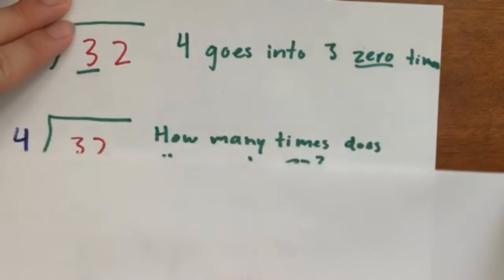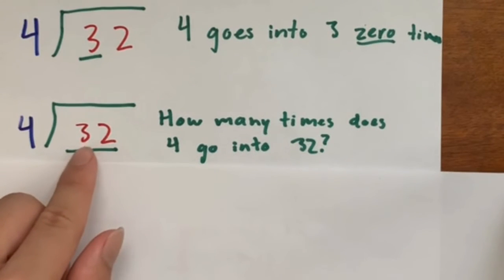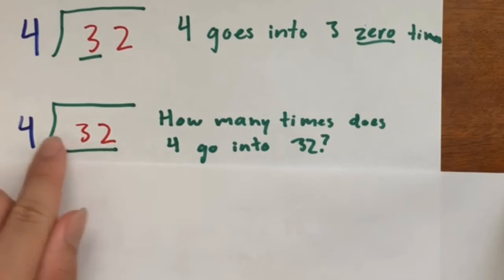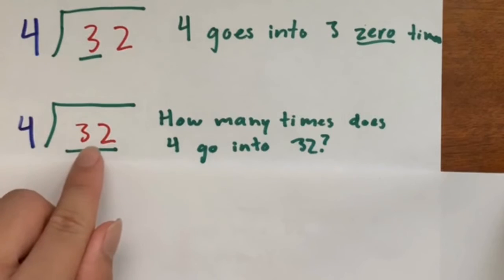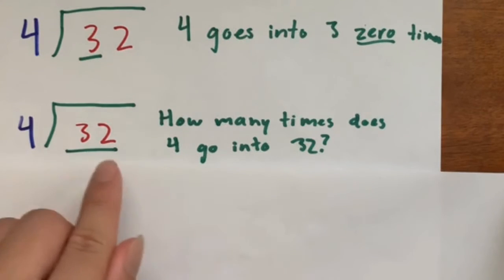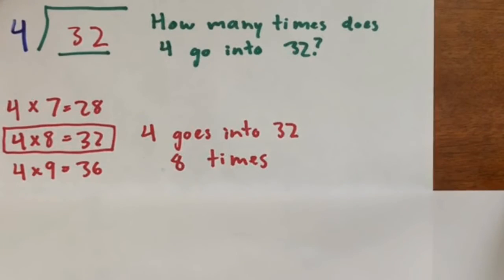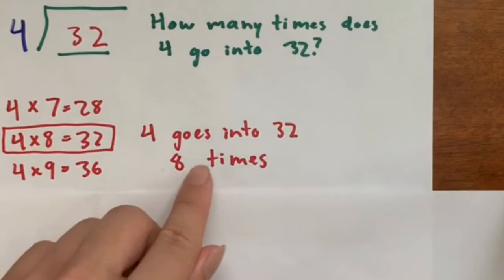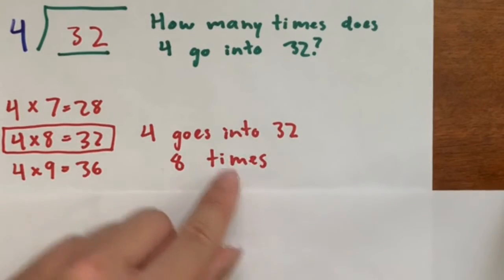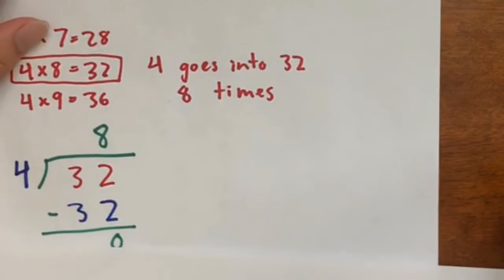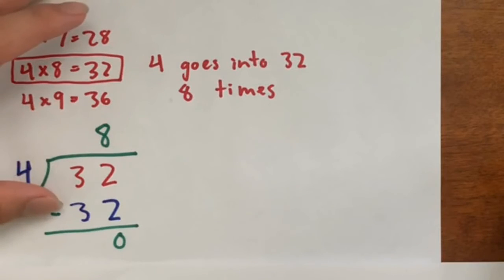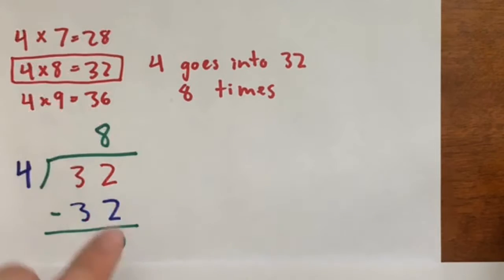When that happens, instead of just looking at the first number, we look at the next number as well. So instead of looking at how many times 4 goes into just 3, we look at how many times 4 goes into 32. From our multiplication facts, we should know that 4 times 8 equals 32. So 4 goes into 32 exactly 8 times, and that means we get the 8 as our quotient. We write 32, and 4 times 8 is also 32, so 32 minus 32 gets us 0.